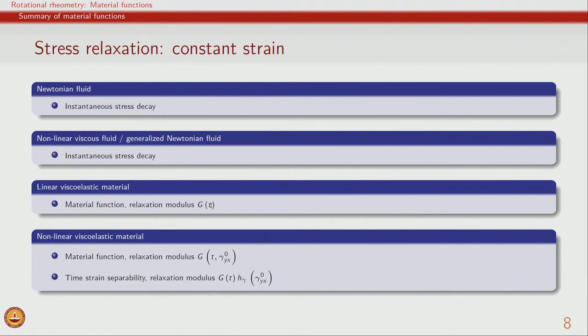And if you recall, for the Maxwell model, the relaxation modulus was, what was the functional form for relaxation modulus for the Maxwell model? It is an exponential decay, and the exponential decay depends on what is the lambda value. However, if it is a nonlinear viscoelastic material, then the material function will be the relaxation modulus, which is a function of time as well as the strain which is imposed on the material.